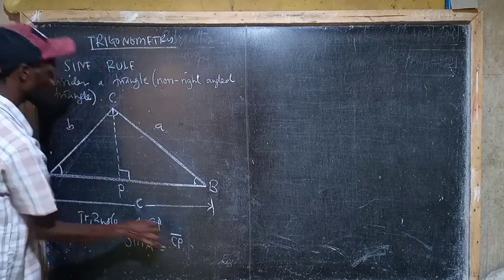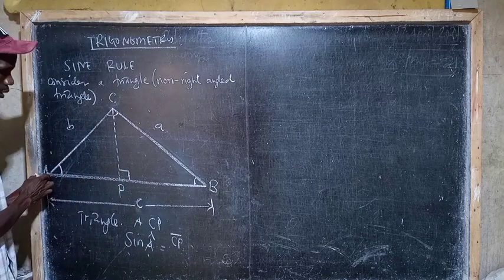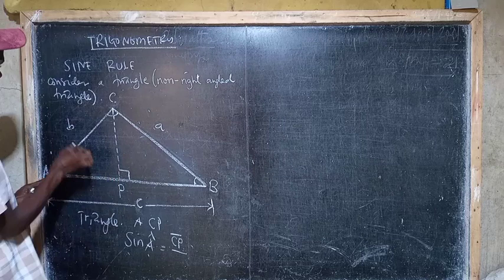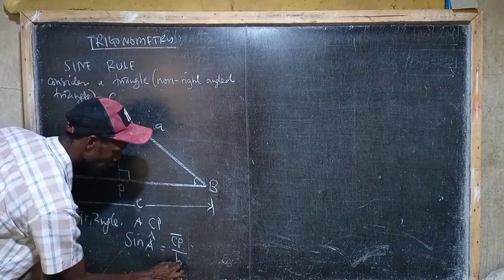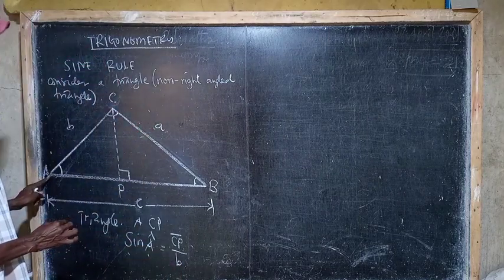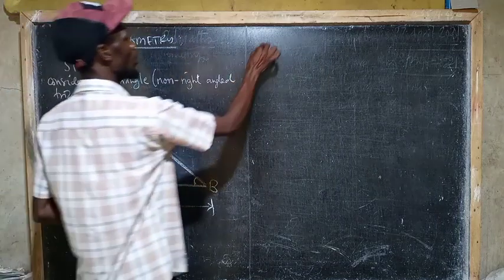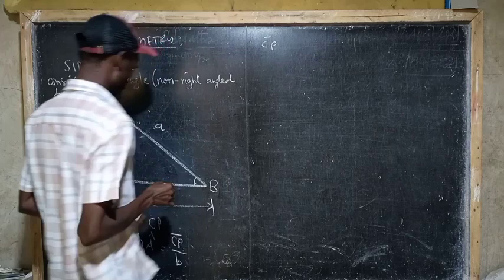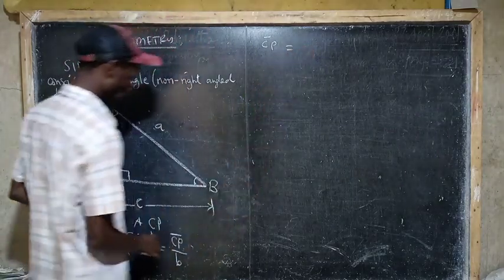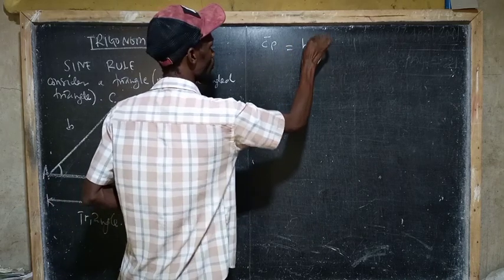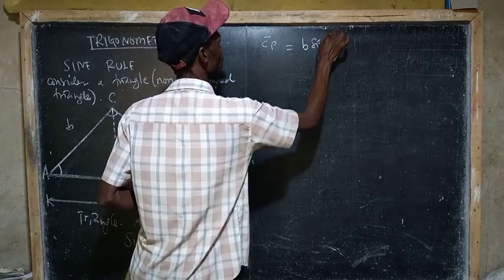That is line CP. Hii ni opposite ya angle hii. And then over the hypotenuse, which is B. This is B. That is what I've said. So, remember, if now we make CP the subject, means CP is equal now, we cross multiply. We say B sine of an angle A.